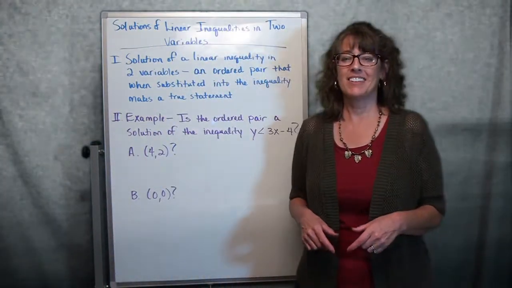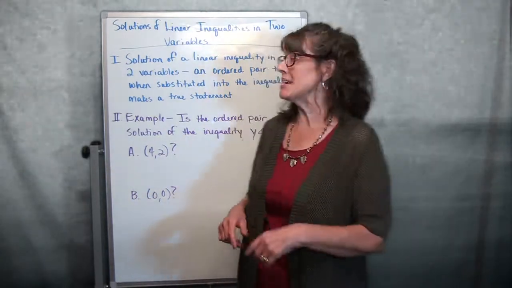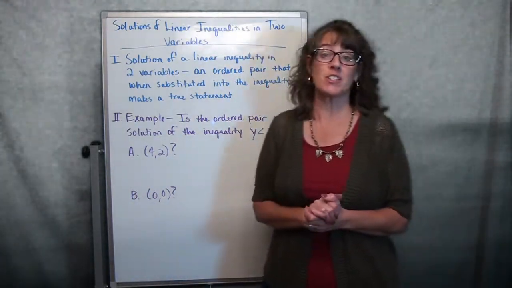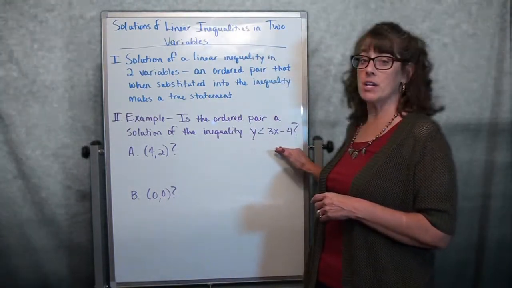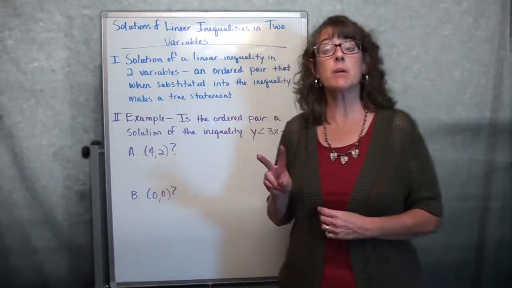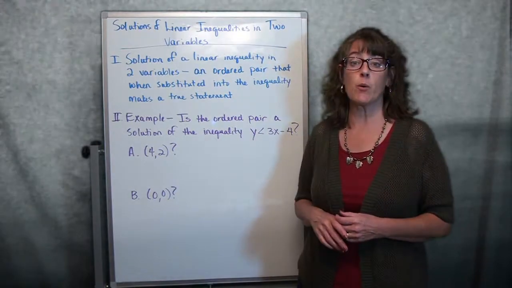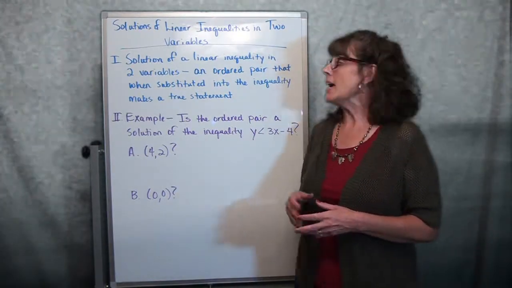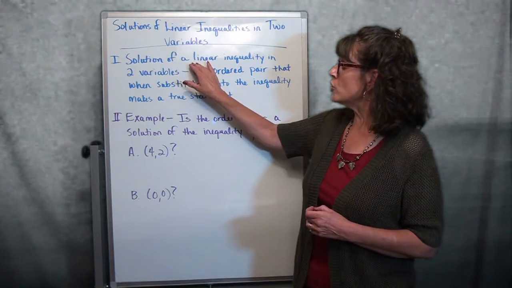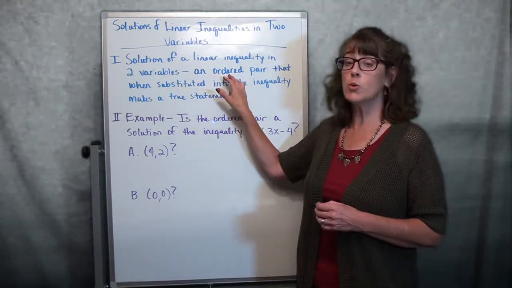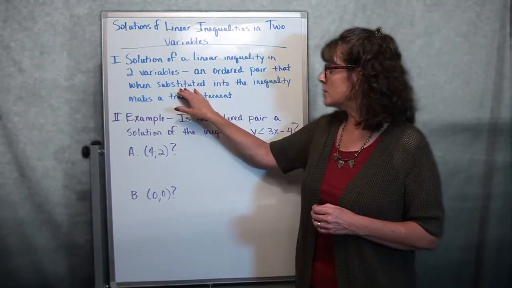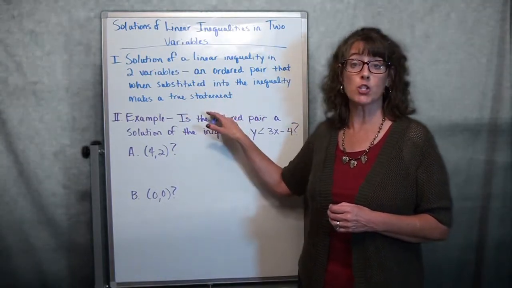Fog is missed. But what I didn't miss is solutions of linear inequalities in two variables. Now, here I have a linear inequality that has two variables in it. Linear because each of my variables is to the first power, and I do have two variables in there. If I'm trying to figure out the solution of that linear inequality, what I need to do is find an ordered pair that when I substitute it into the inequality, it makes a true statement.